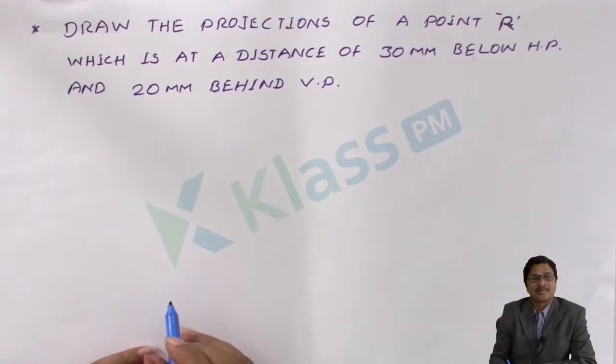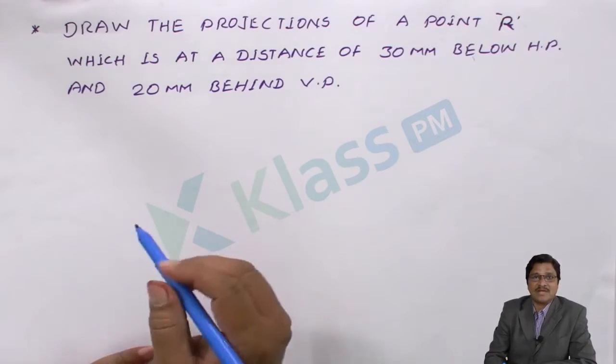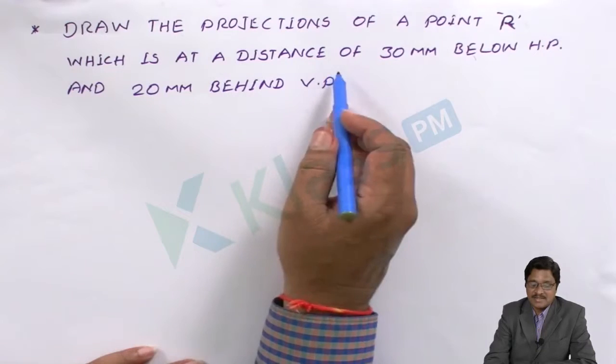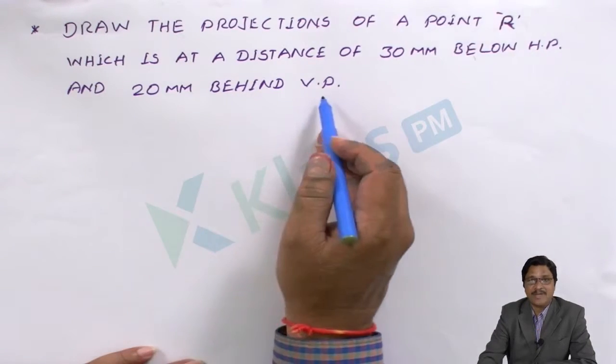Let me take the other problem in the same projection of points. I will read the problem, just try to understand what has been given here. Draw the projections of a point R which is at a distance of 30 mm below horizontal plane and 20 mm behind the vertical plane.